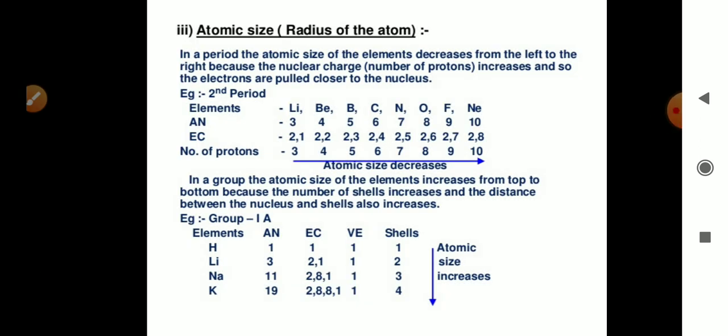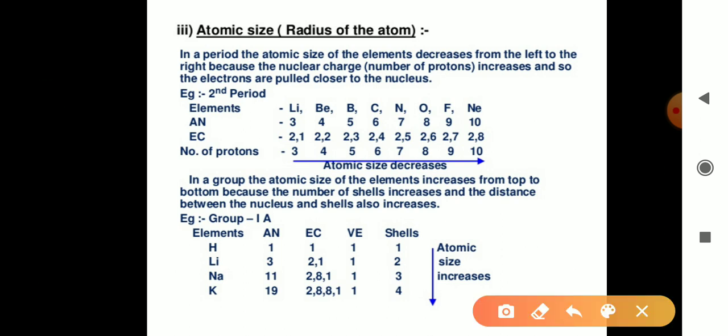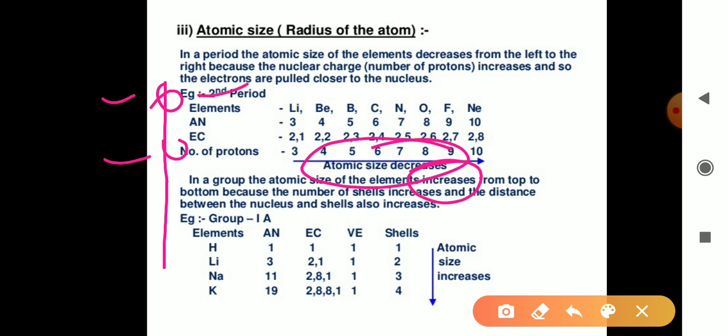The third property is the atomic size or atomic radius. So in a period, the atomic size of elements decreases from left to right. As we move from left to right, atomic size decreases in a period, and in the case of a group, the atomic size increases in the group from top to bottom. And we studied that in a group one shell increases. For the first period there is one shell, for the second period there are 2 shells, for the third there are 3, like that. So one shell increases, therefore size also increases.